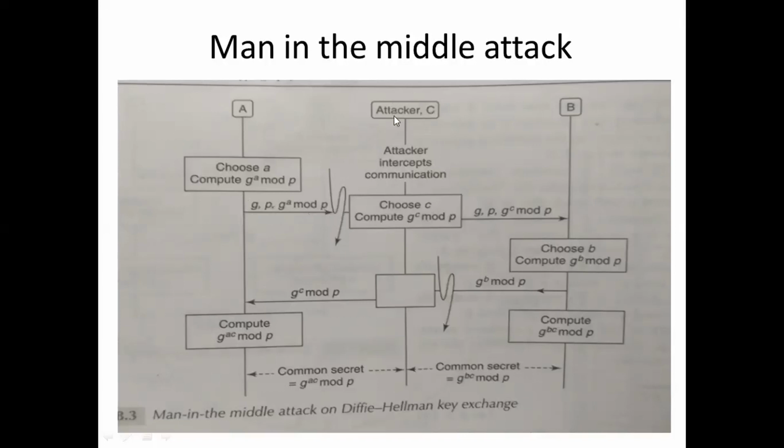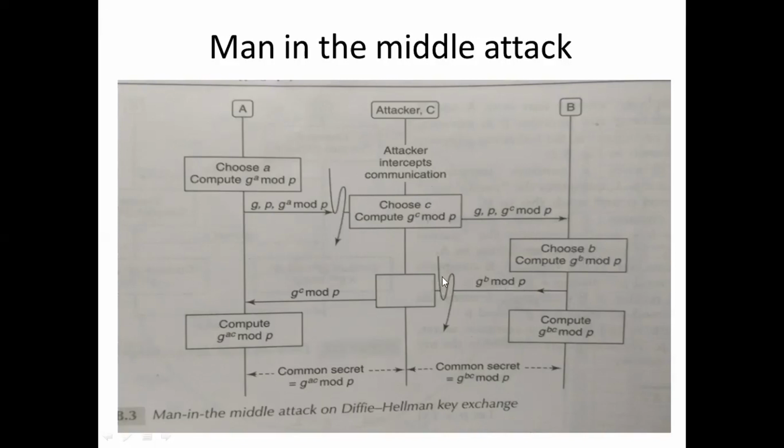What will the attacker do? The attacker will interrupt this communication and choose a random number C and compute G to the power of C mod P, and that will be sent to B. Instead of sending G to the power of A mod P, the attacker has sent G to the power of C mod P. What will B do? B will choose a random number B satisfying the condition, compute it, and send G to the power of B mod P.